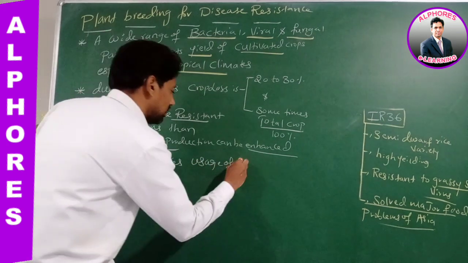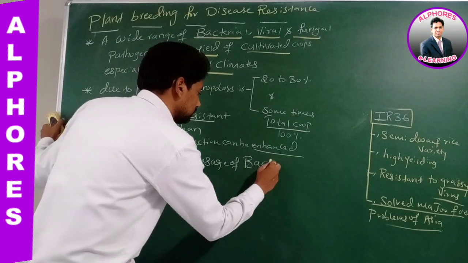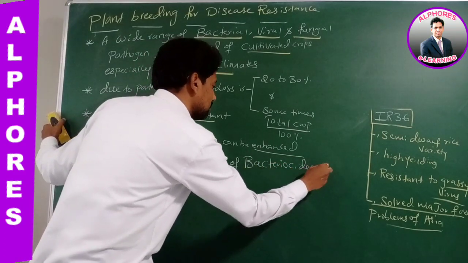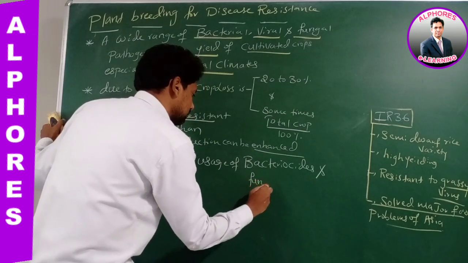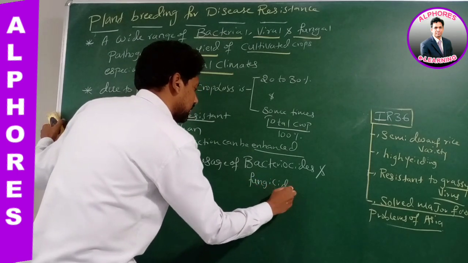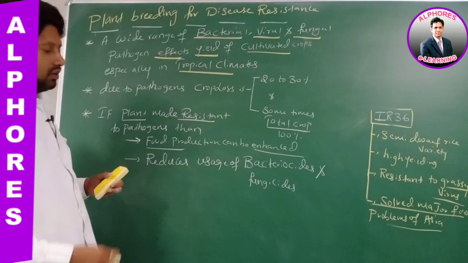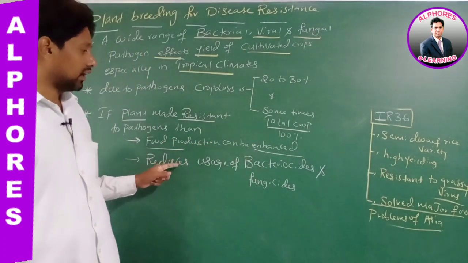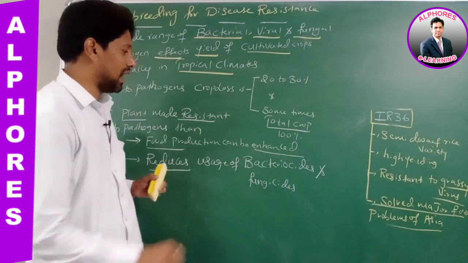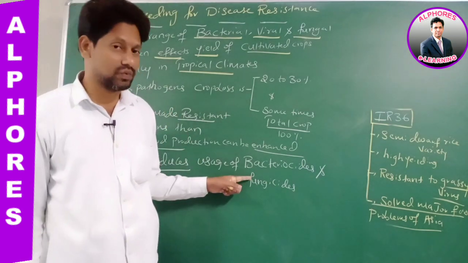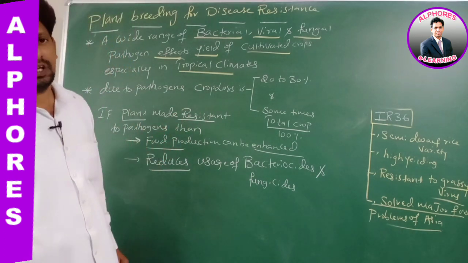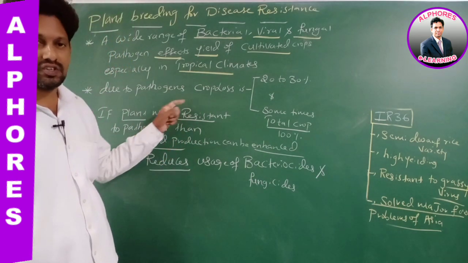Reduces usage of bactericides and fungicides. Food production is enhanced. Reduces usage of bactericides and fungicides when the plant is resistant to pathogen. We are saying resistant to pathogen.